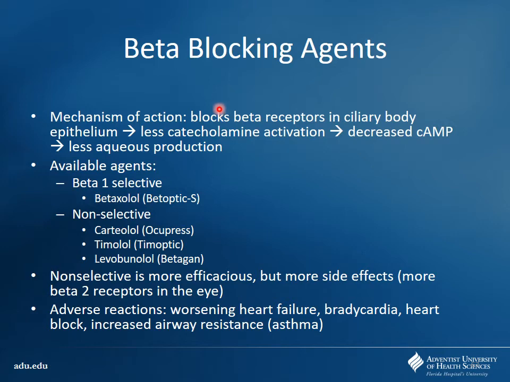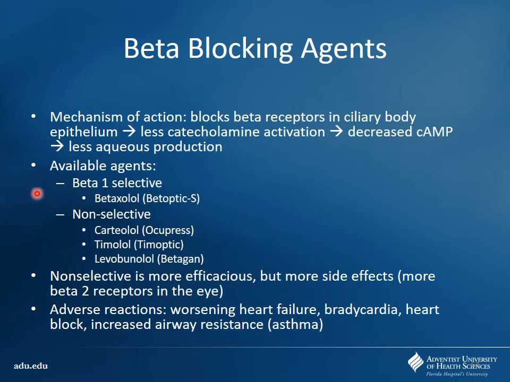Next up, we have our beta blocking agents. And so again, as you might imagine, these are blocking beta receptors. And so this is going to be working on the ciliary body epithelium. You're going to see there's less catecholamine activation. So things like epinephrine, norepinephrine can activate it. And so you're going to see decreased cyclic AMP. You guys remember we talked about cyclic AMP a little bit, right? And so then you have less aqueous humor production. So prostaglandins work to increase outflow. Beta blockers are working to decrease production.